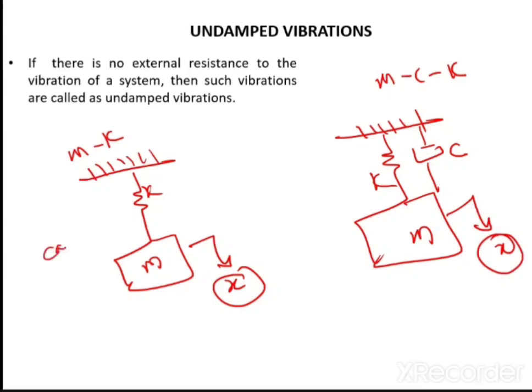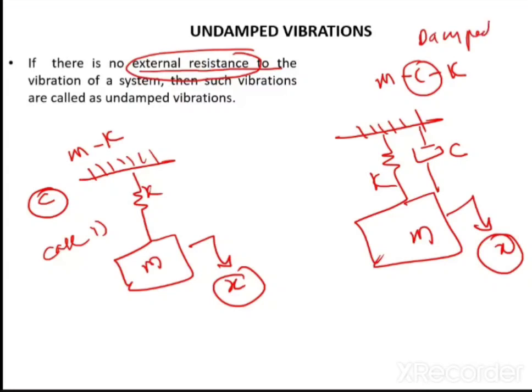But in case number one, there is no external damper. Means there is no external resistance, there is no C. Such a system is called an undamped vibration. And here you are providing a C, means you are providing an external resistance to the motion. Such a system is called a damped vibration.